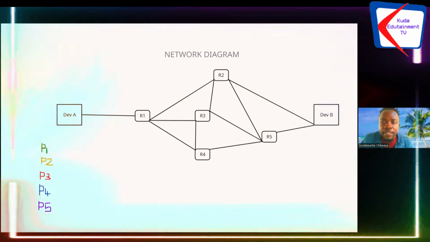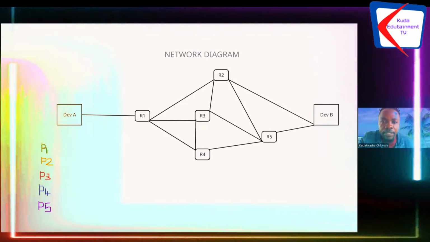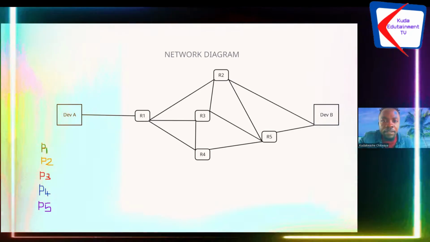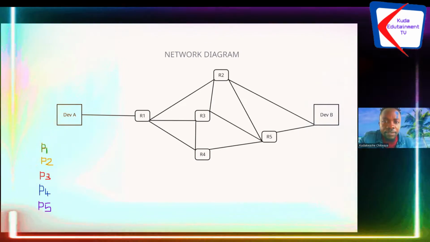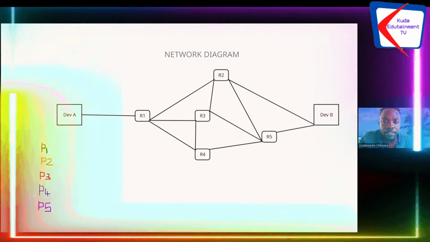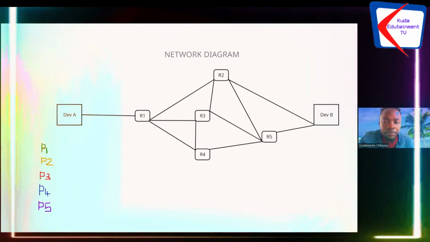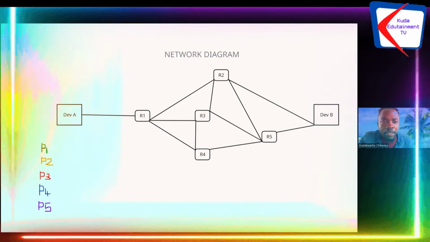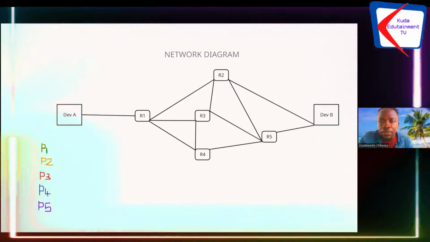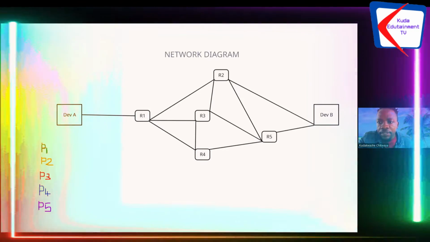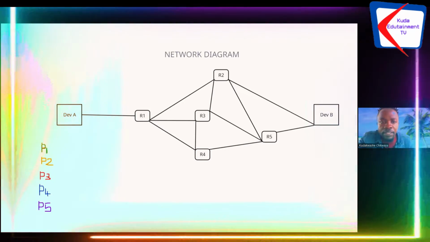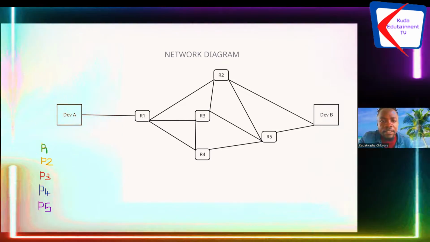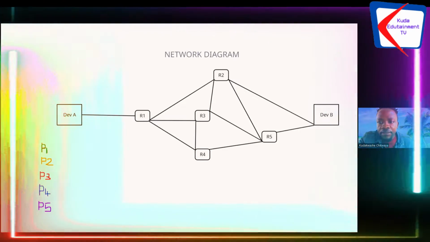Right, so this is the diagram that I've created for you so that I'll be able to explain it better. This is a network diagram. You've got two devices that are communicating: device A and the second device, device B. Device A is the sending device, and device B is the receiving device.